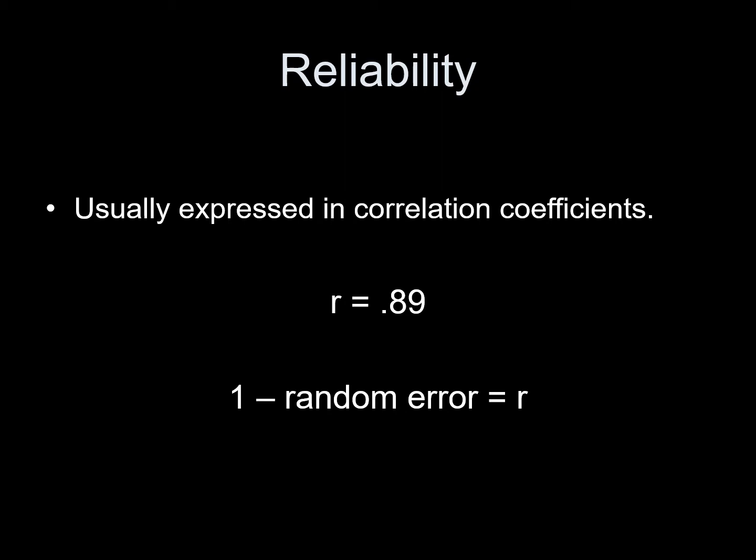Okay, so when you think about it, the amount of random error would be the part that is absent in making the entire study whole. So in other words, when you have 1 minus the random error, that would equal the reliability.